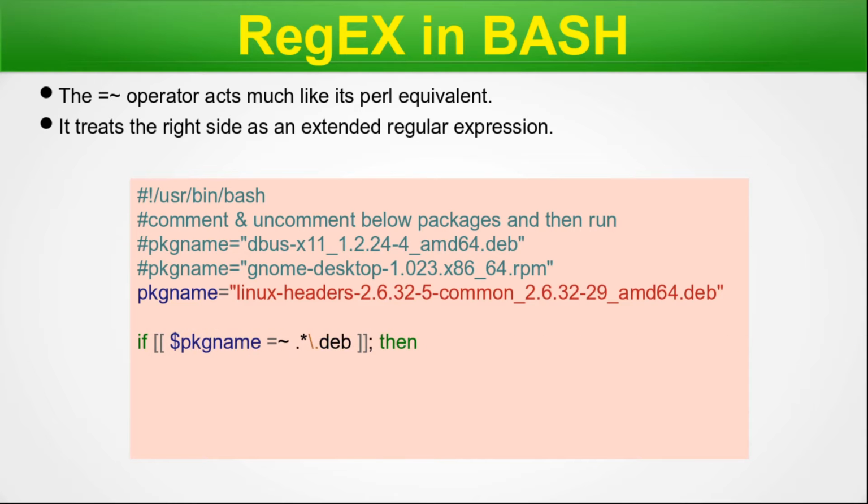So let's come to the testing here. We write here the package name equal to tilde. Here we are checking the regular expression, then dot star, then backslash dot deb. The backslash makes the dot a non-special character and it treats it as a literal dot, but before that the dot and the star are part of the regular expression. I'll come to the description later. Let's see the example first.